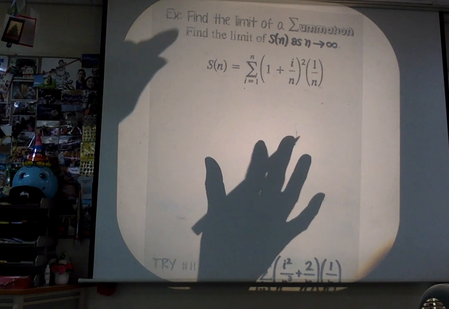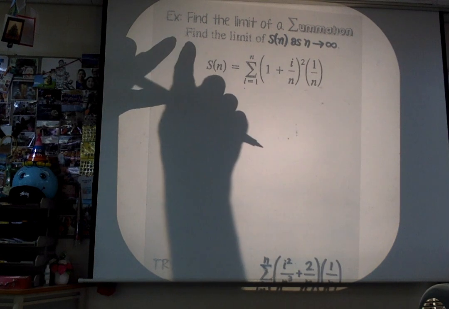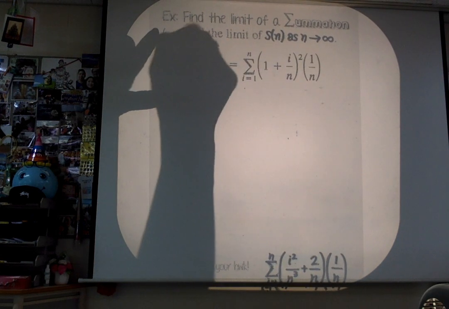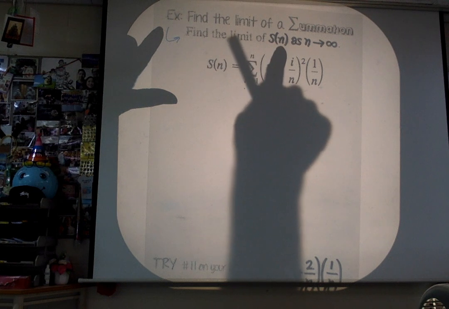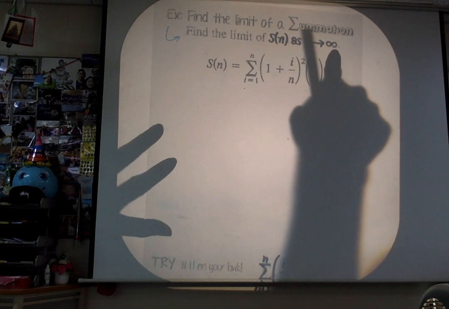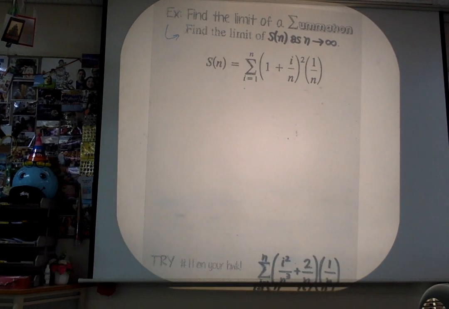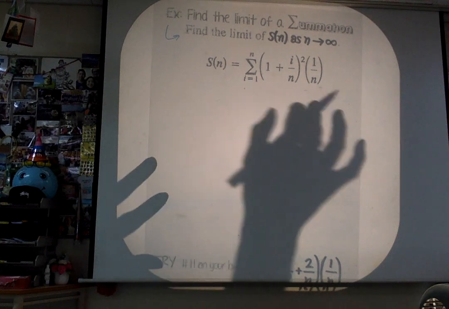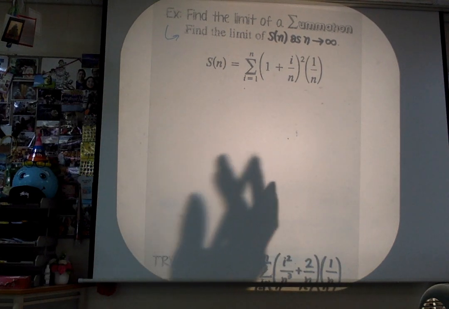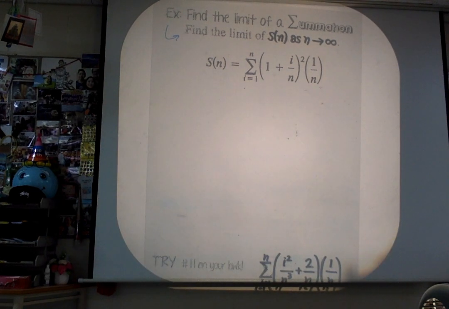All right, now, find the limit of a summation. Basically what they're asking you to do is find the sum S of n as n approaches infinity. Again, it's a series here, right? And think about it, guys. Don't be so scared of all this. Think about what is the variable and what is the constant, okay?